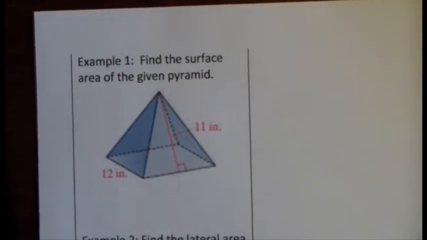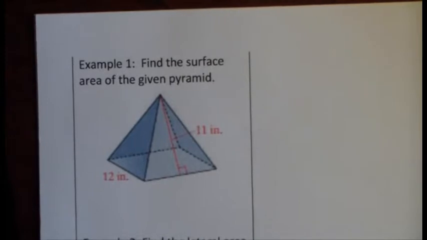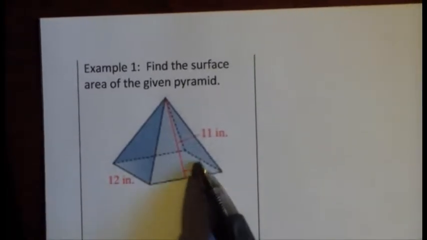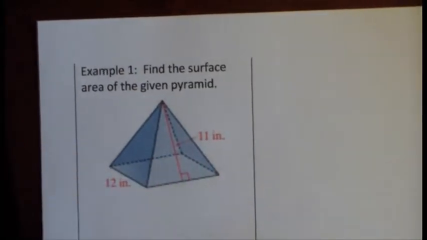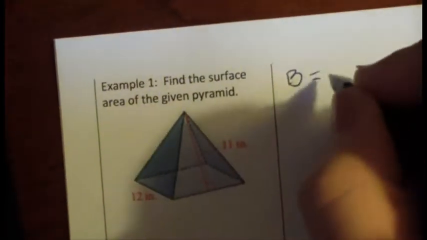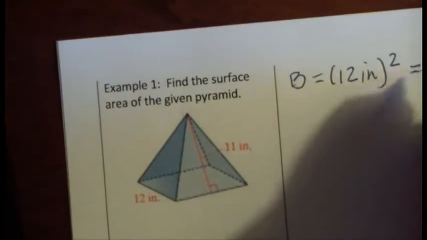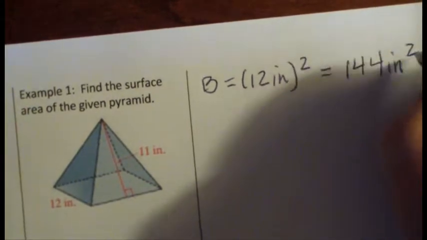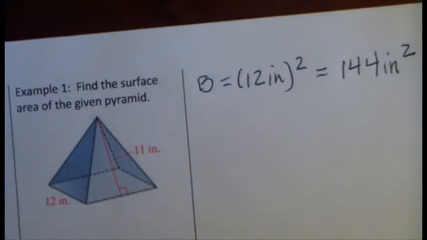Alright, example 1. Find the surface area of the given pyramid. Alright, so we've got ourselves a square pyramid. Our base is a square. So for our base area, all we need to do is the side squared. So 12 inches squared is 144 inches squared. And then we're given the slant height is 11 inches.